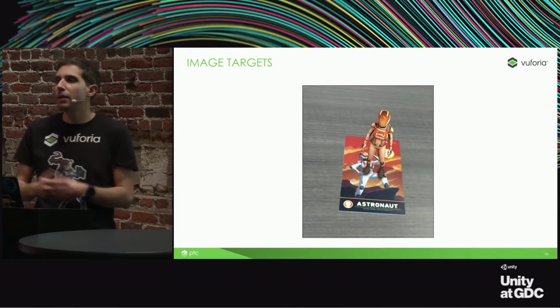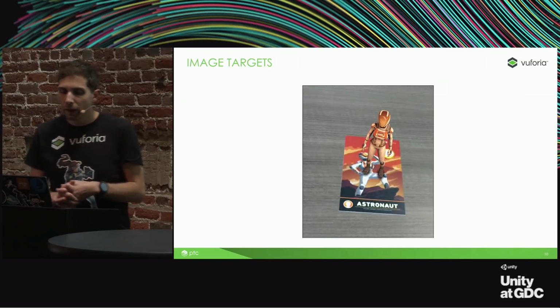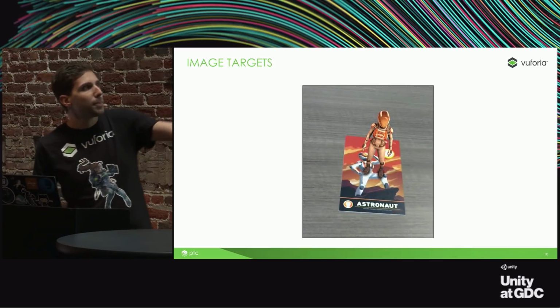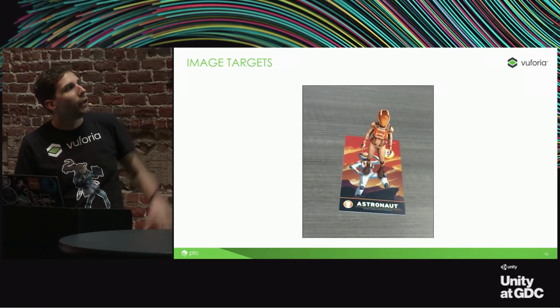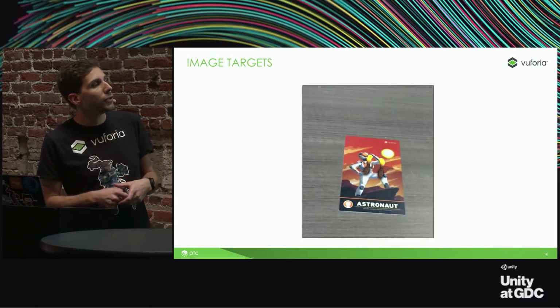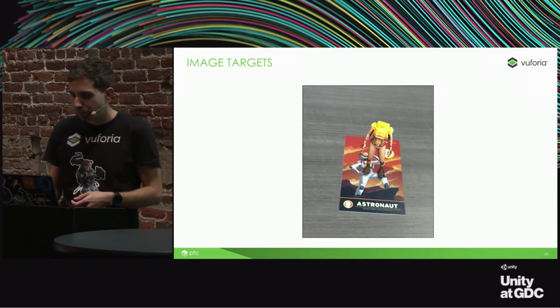Okay, so let's go over some details of the specifics of the different types of features that Vuforia can offer. Here we have a simple image target, and you can see that we're spawning in an astronaut on the card. This card is maybe 3 or 4 inches big, and then we're detecting the features and putting the content on top of it.